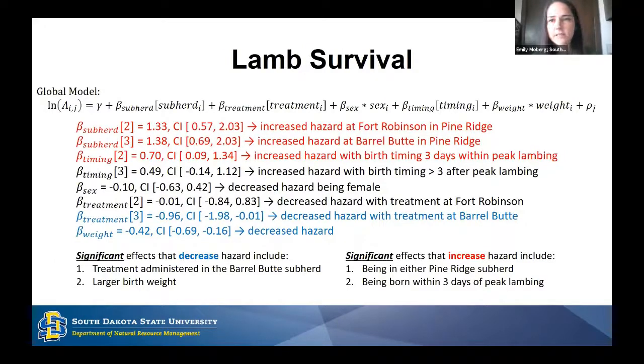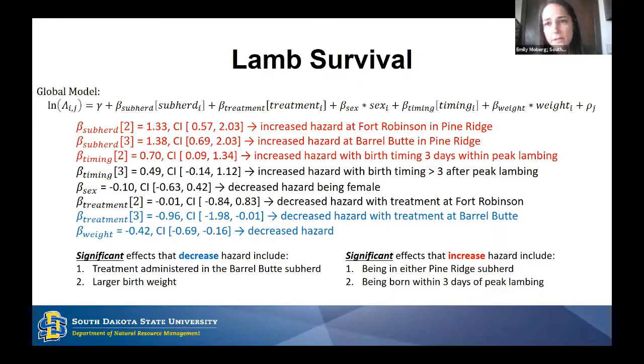And once we started getting into the analysis, again, I'm just presenting our global model. For our hazard, I looked at how hazard varied by subherd, so between Fort Robinson, Barrel Butte, and Hubbard's Gap, and how treatment varied. So treatment consisted of the Wildcat Hills very separately, pre-treatment for the Pine Ridge, and then treatment for Barrel Butte and treatment for Fort Rob. I wanted to break it up so that we could see all of the different treatment aspects.